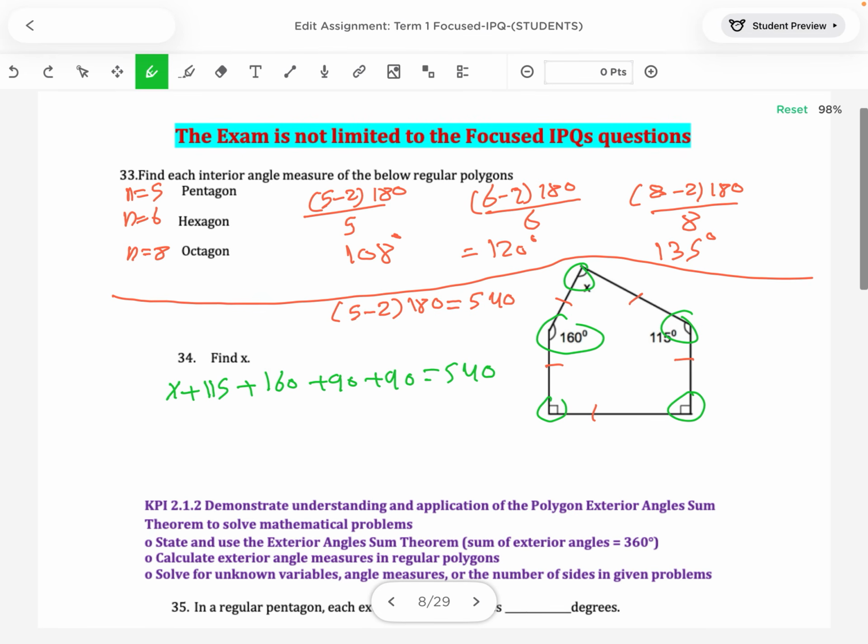Add them all: 115 plus 160 plus 90 plus 90, 455. x plus 455 equals 540, and the answer will be 85. I hope that there are no mistakes.